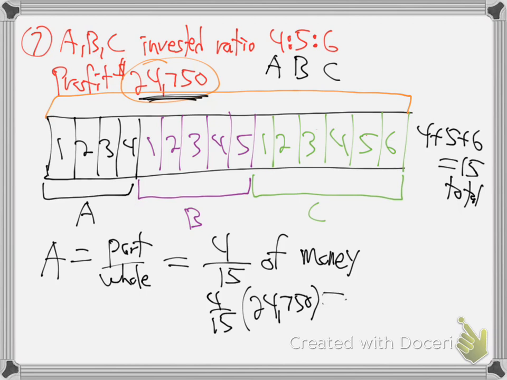Somebody got a number there? 6,600? All right, thank you. $6,600. That's person A's. That making sense? Right? Because 4/15 is their part of the whole. So we just take 4/15 of the whole amount.